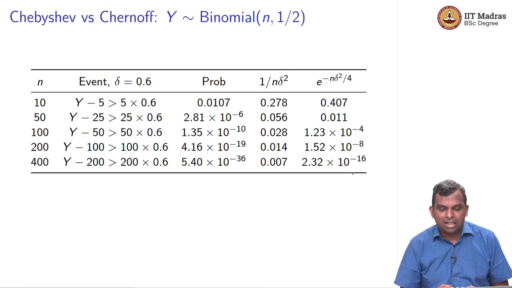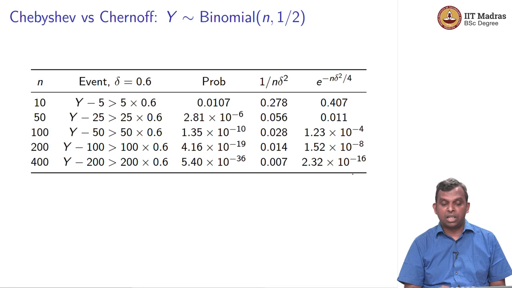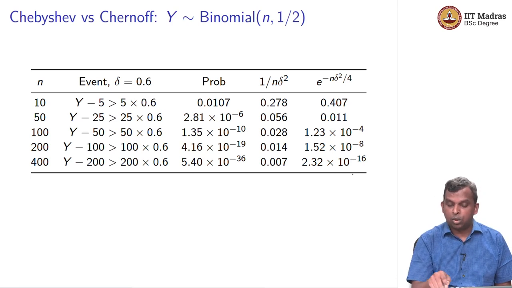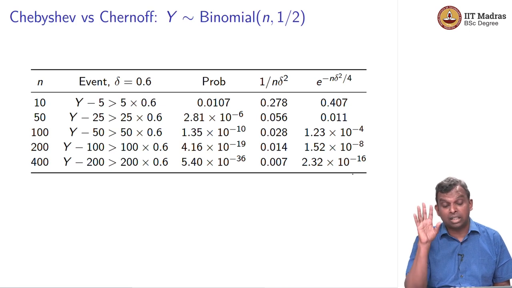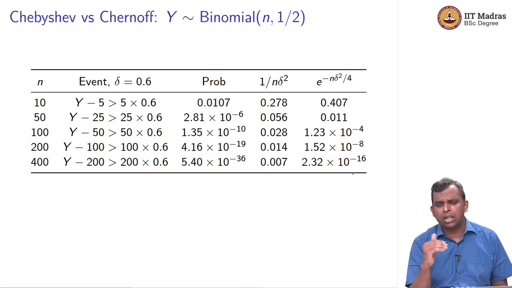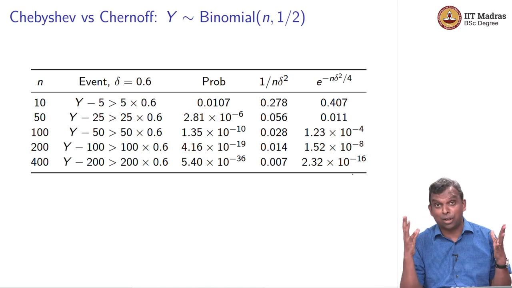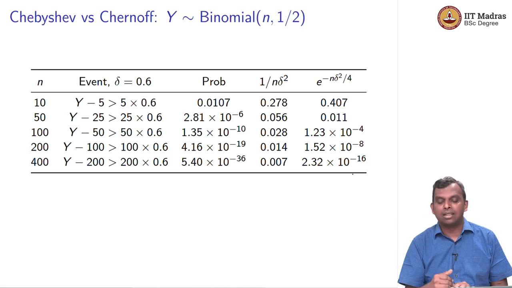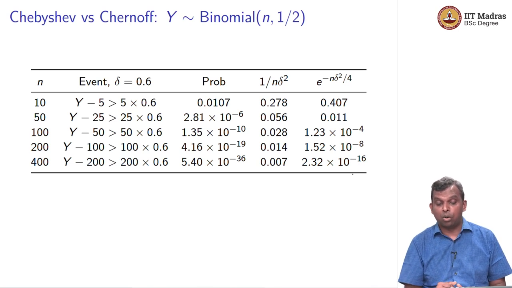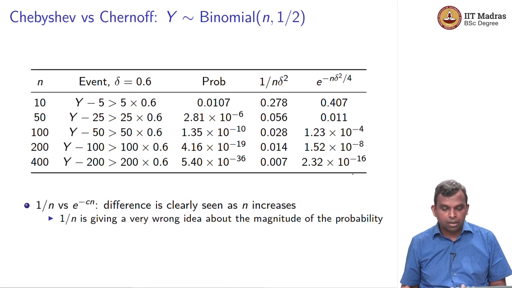Okay, let's compare Chebyshev and Chernoff for a binomial distribution. I've gone n equals 10, 50, 100, 200, 400. You can see, look at the last column, the actual probability goes as 10 power minus 36 and all that. Chebyshev is like 0.007, and look at e power minus n delta squared. It's not quite close, but at least it's giving you the correct behavior. It says that the fall is exponential. So this sort of convinces you that the Chernoff bound is so much better than the Chebyshev bound. 1 by n versus e power minus cn, you see the big difference.